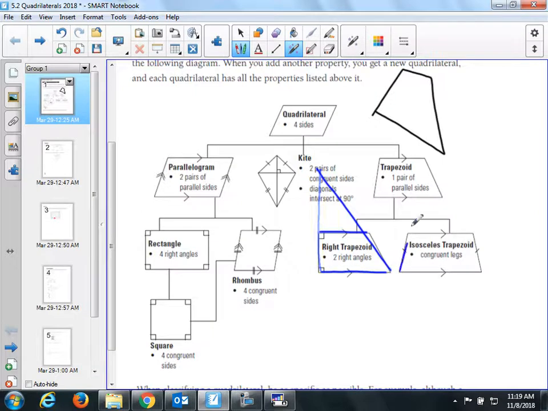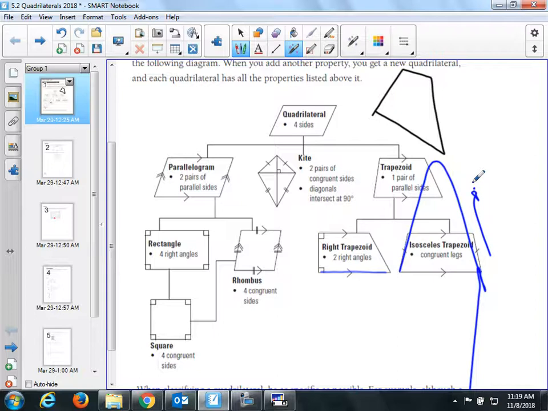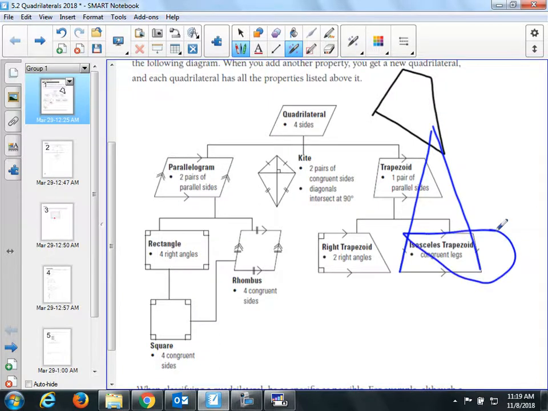Isosceles trapezoid, well, if you had an isosceles triangle, cut it off parallel, anyways, I won't draw for a minute. Then you've got an isosceles trapezoid. Just like isosceles triangles, two sides are the same. Isosceles trapezoids also have two sides the same.